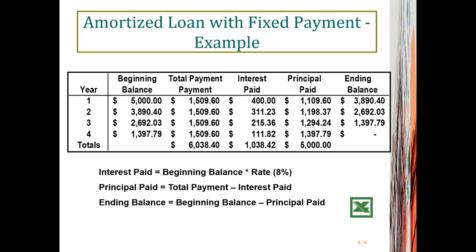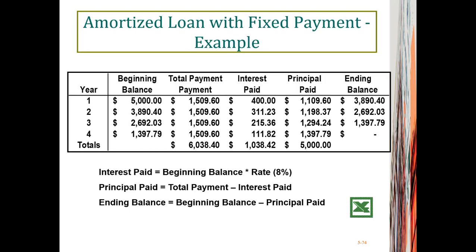How do you get those two numbers? Well, you do a little bit of calculation. The interest payment should equal the beginning balance times the interest rate. Your beginning balance is $5,000. Interest is 8%, therefore interest paid for the first year is $400, and the rest should be the principal payment. And after the first year, your ending balance is lower.